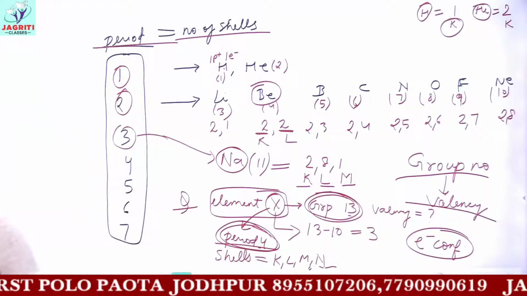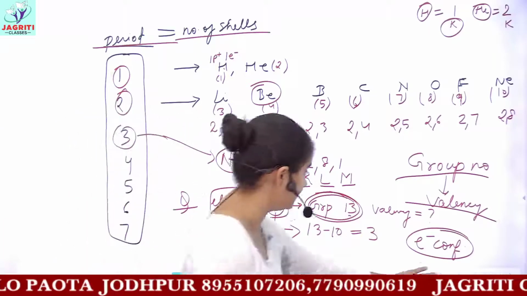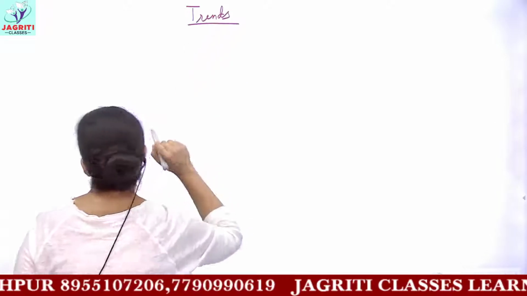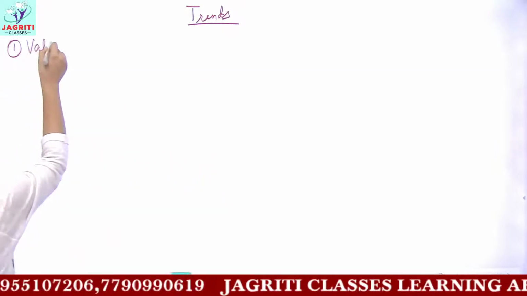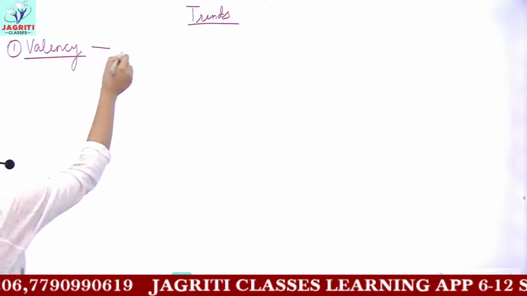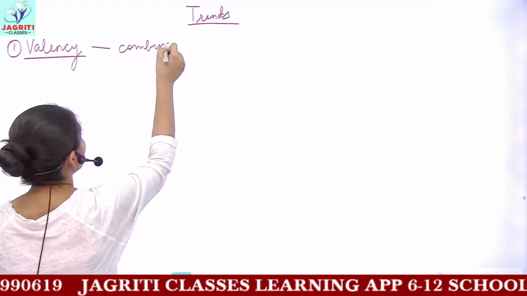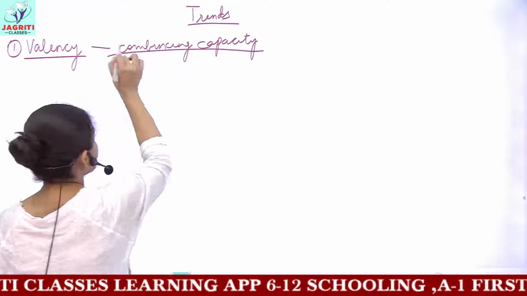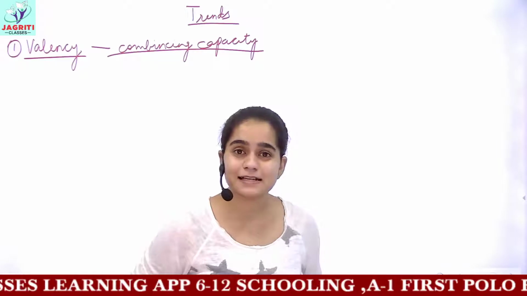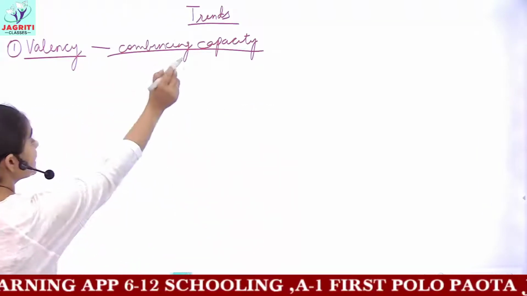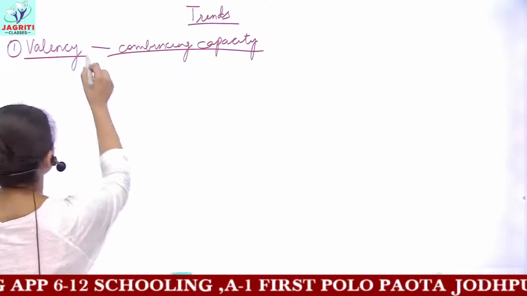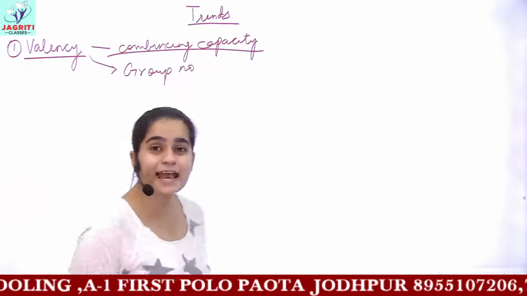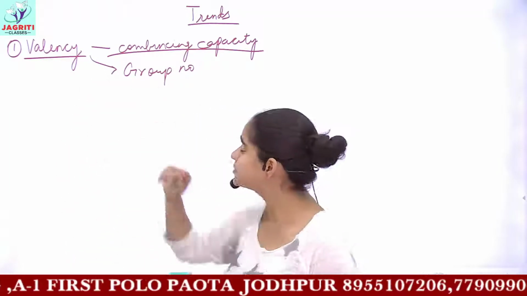Now the next topic is trends in the modern periodic table. So we'll do these trends. The first trend is valency. Valency means the combining capacity of an element. We have done a detailed discussion about valency in our previous classes also. So valency is the combining capacity, and by knowing the group number, valency can be calculated. So this is your first trend.